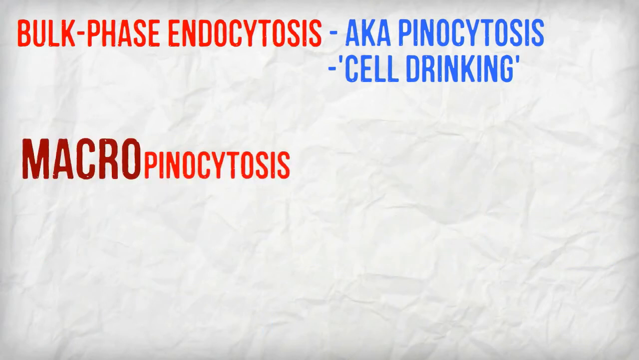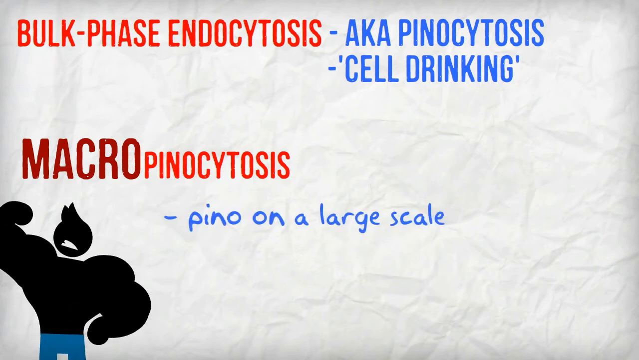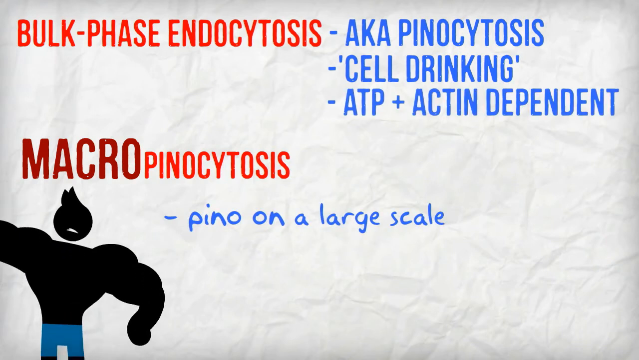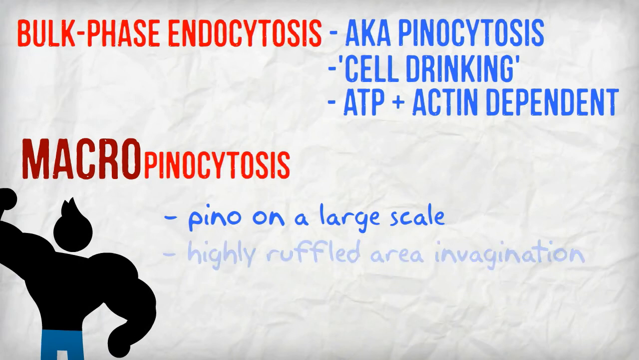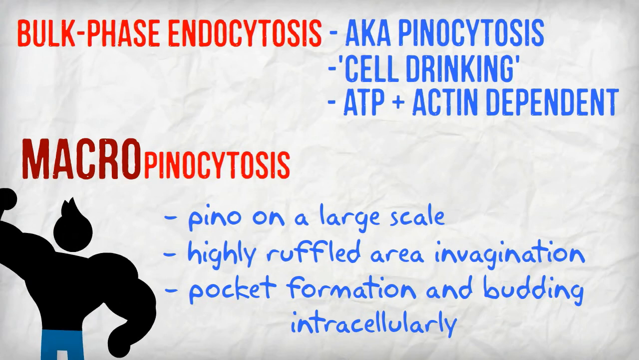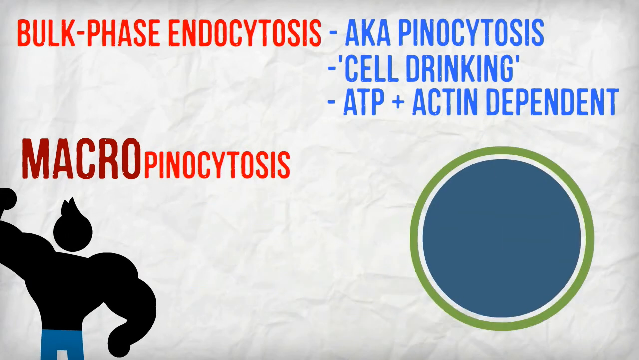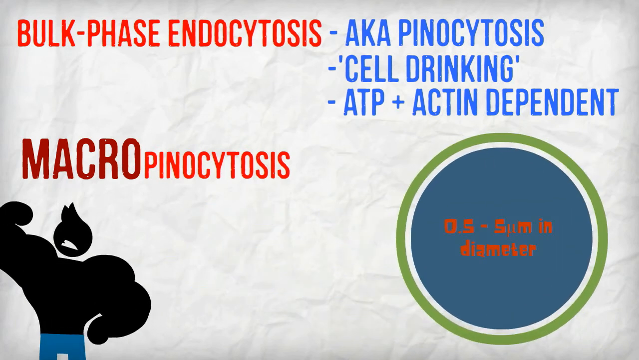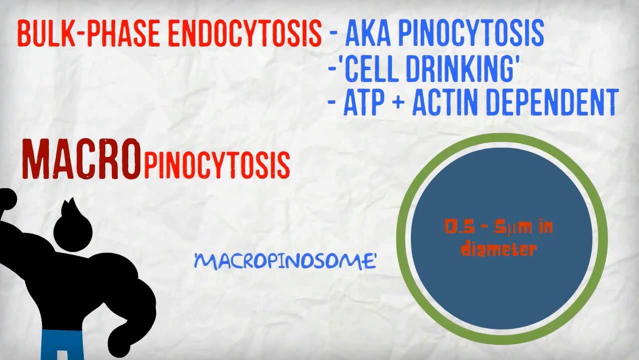Macropinocytosis is a form of pinocytosis on a large scale, an energy-expending, actin-dependent process occurring in highly ruffled regions of the membrane. A pocket forms in which the cell membrane will invaginate, subsequently budding off into the cell. These are typically between 0.5 and 5 micrometers in diameter, and eventually form a large endocytic vesicle called a macropinosome.